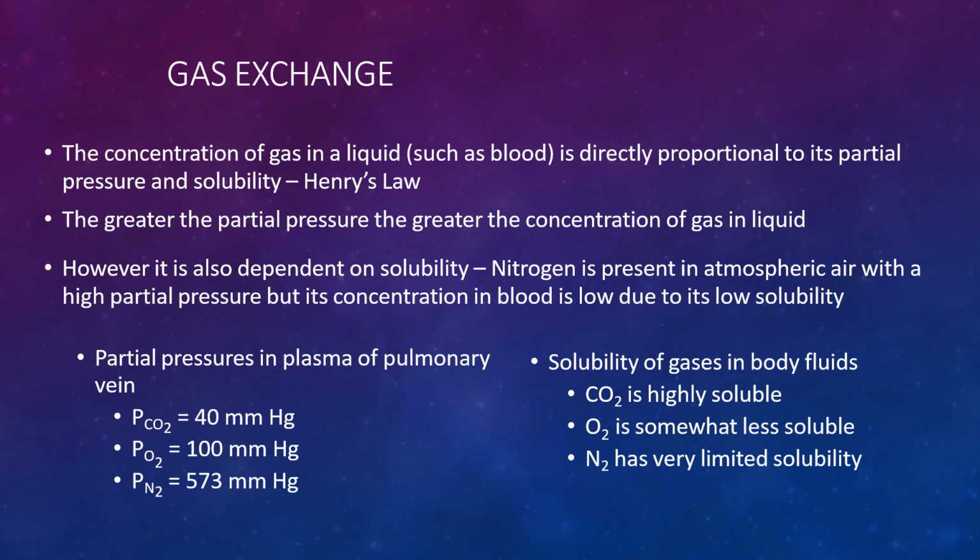Here you can see the partial pressures in the plasma of pulmonary veins: carbon dioxide 40, oxygen 100, nitrogen 573. And the solubility of gas in the body fluid: carbon dioxide is highly soluble, oxygen is less soluble, and nitrogen has very limited solubility.